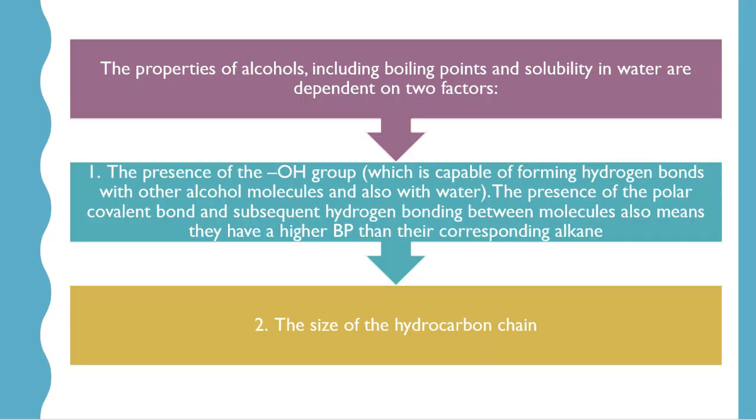So, having a look here, the properties of alcohols, namely boiling points and solubility, are really dependent on two factors. The first is the presence of the hydroxyl group, and we'll talk about that in a minute. And also the size of the hydrocarbon chain, like with our alkanes. The larger the size of the alkane chain, we were increasing more carbons, more hydrogens, and therefore increasing the dispersion forces there.